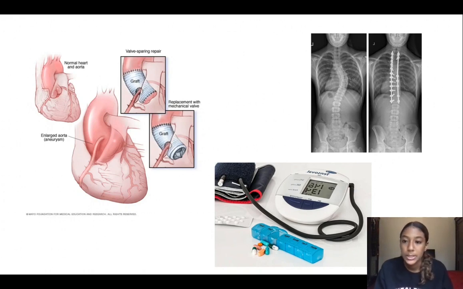So these are just some images of the treatments that are possible. The medication here to monitor blood pressure, fixing the ruptured aorta, and spinal rods to align someone's back.